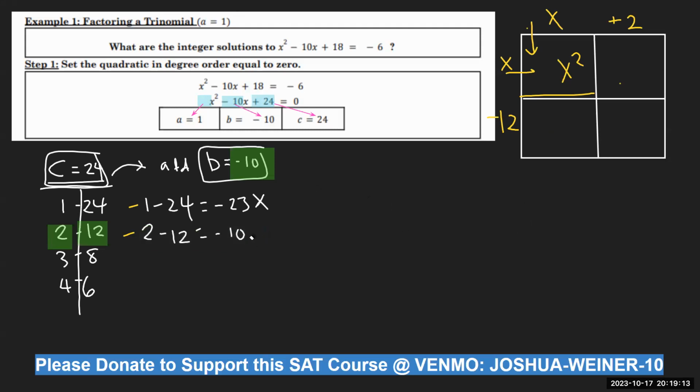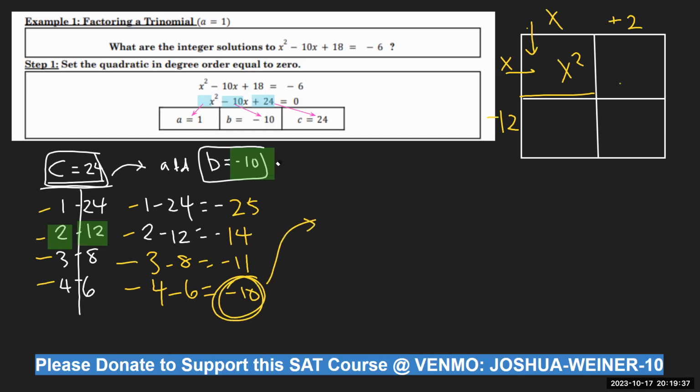All right, so now negative 1 minus 24 is negative 25. Oh, good. All right, negative 2 minus 12 is negative 14. Negative 3, as they both have to be negative, so they multiply to a positive, minus 8 is minus 11. And the fourth choice, negative 4 minus 6 is negative 10. And that's the factor pair.